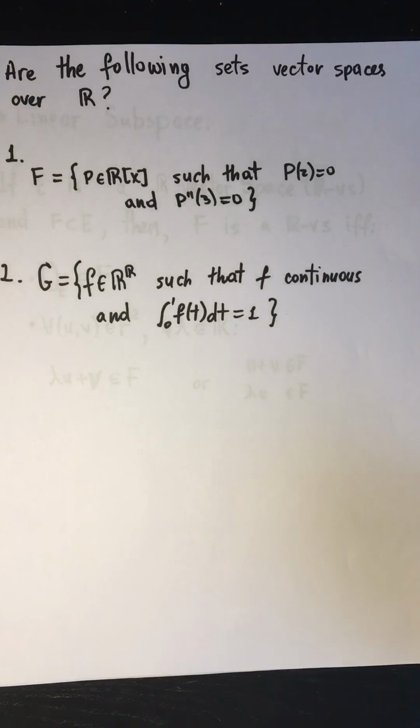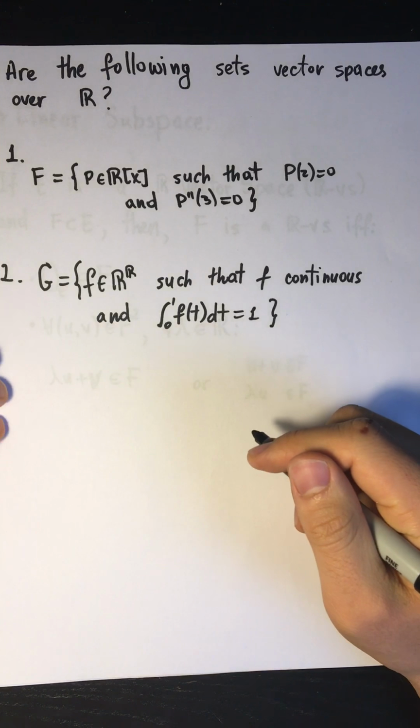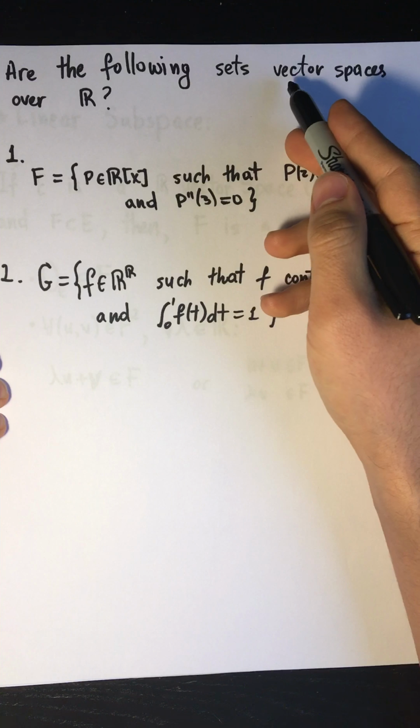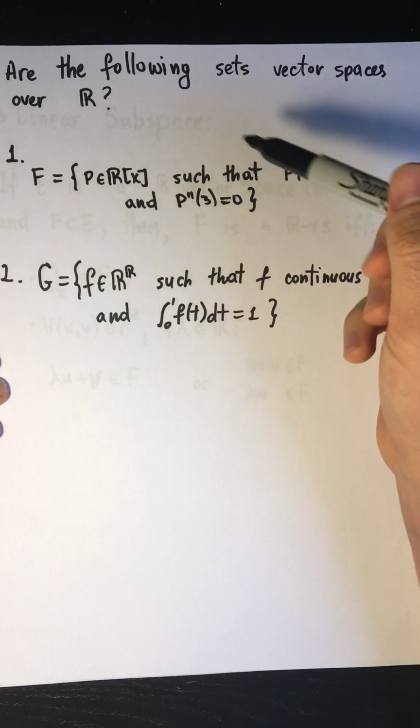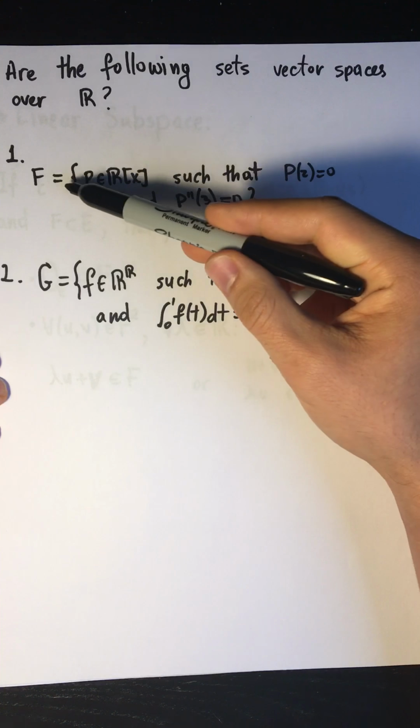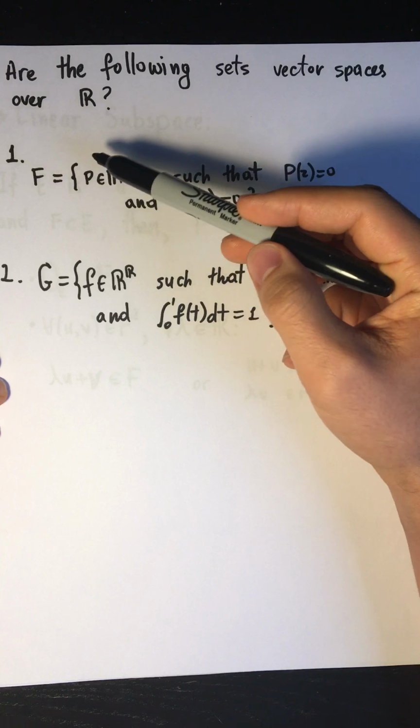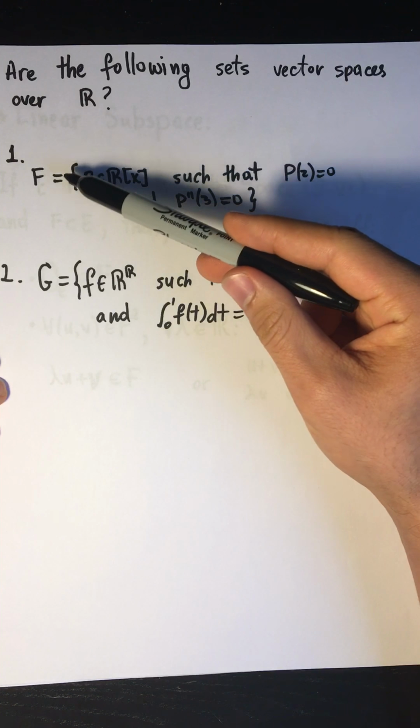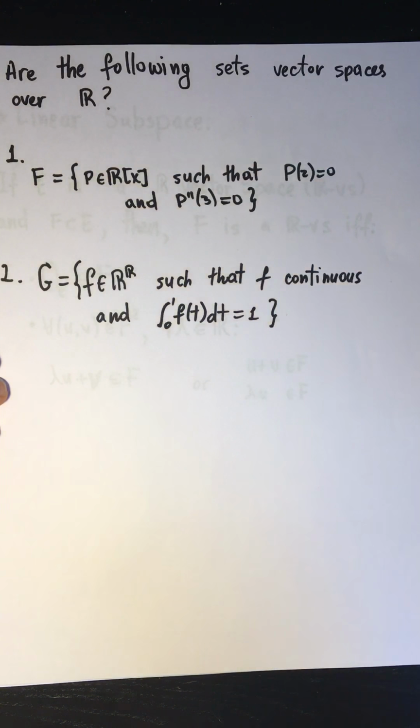Hello, in this video I'm going to be solving two problems. The question is, are the following sets vector spaces over R? Whenever I say RVS, it means R vector space. We have two sets here, F and G. First I'm going to solve F, checking whether it's a vector space or not, and then later on G.